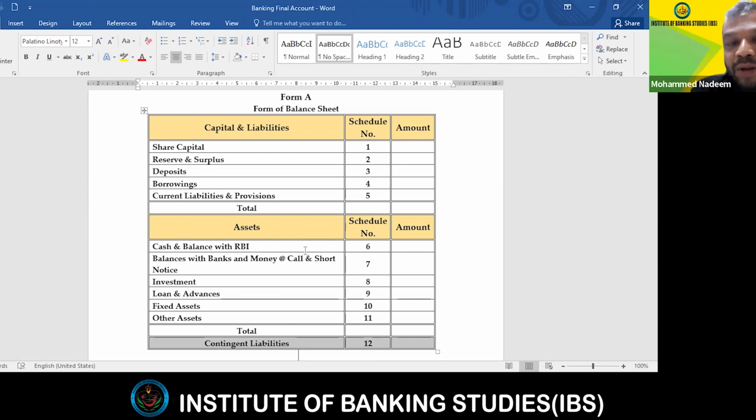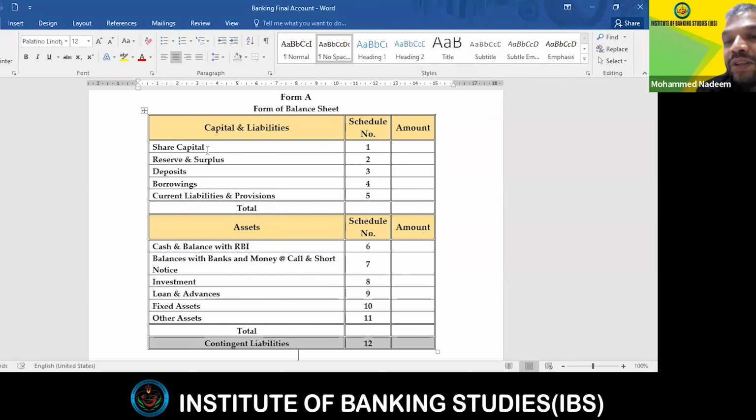Next is reserves and surplus. Reserve is the accumulated profit of the past years, and surplus is the current year's profit that you have earned. That will be recorded in reserves and surplus, schedule number 2. Any confusion in this? Sir, repeat the sentence, please. Reserve is accumulated profit of past years and surplus is current year profit.